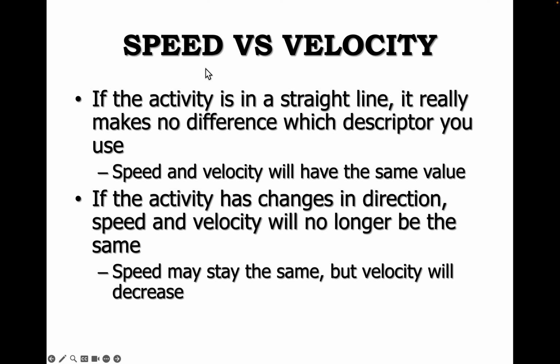So what do we look at more, speed or velocity? If the activity is in a straight line, it doesn't matter whether we're looking at speed or velocity, because speed and velocity will have the same value, because distance in a straight line is the same as displacement, because displacement is already a straight line. However, if the activity has changes in direction, understand that speed and velocity will no longer be the same, because speed refers to that entire path traveled versus velocity looks at the straight line path traveled. So speed may stay the same there, but velocity would decrease.